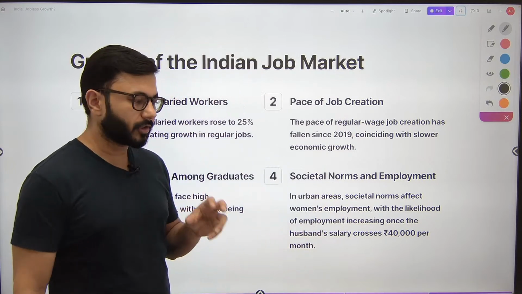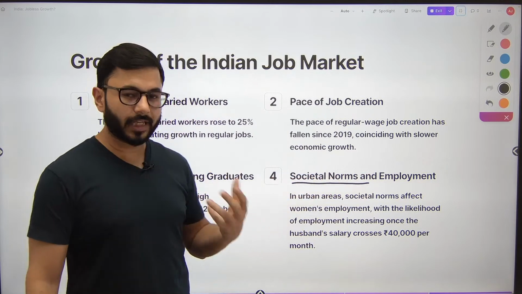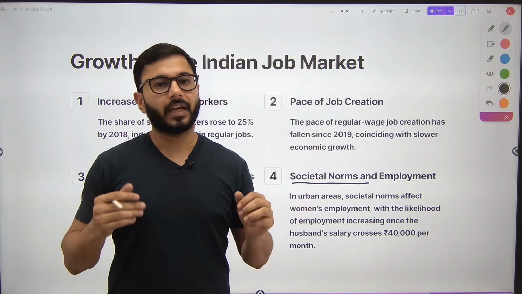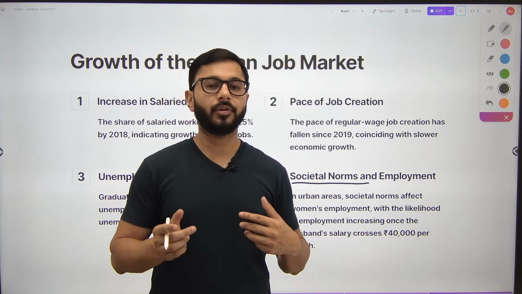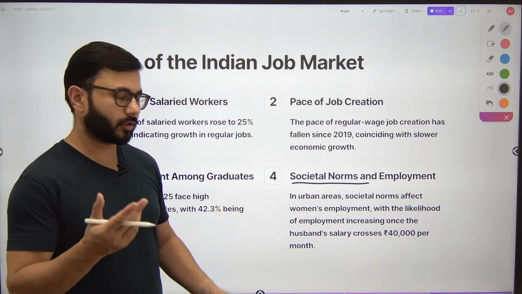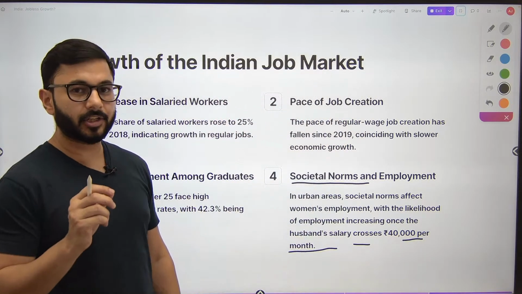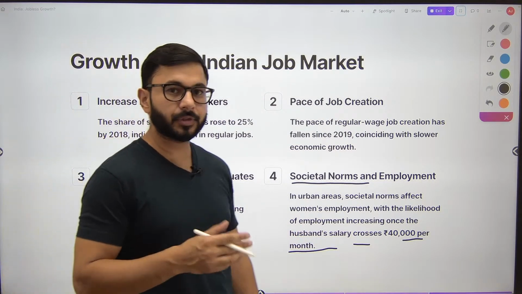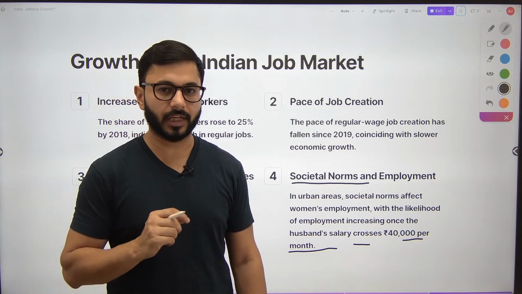But the real scenario is that women who belong to a good societal strata and are also educated, after their marriage, they are unable to work. Either they are willing but unable to work, or they are not willing to work because of societal norms, if the husband's salary crosses 40,000 per month. Now, why does this happen? This happens because of the social discrimination that we still see in our society.